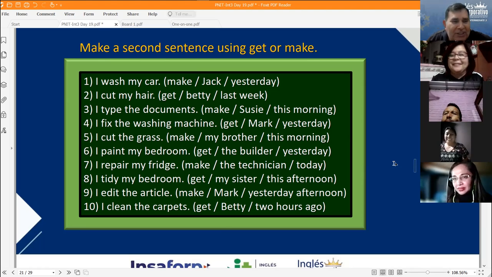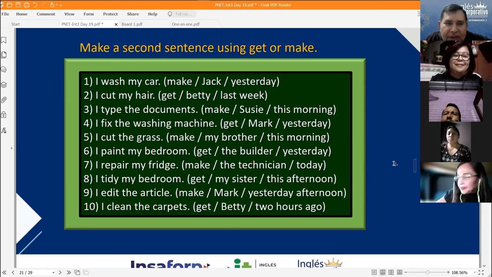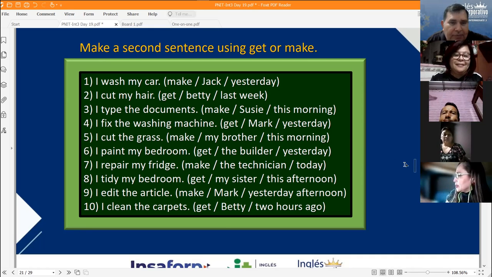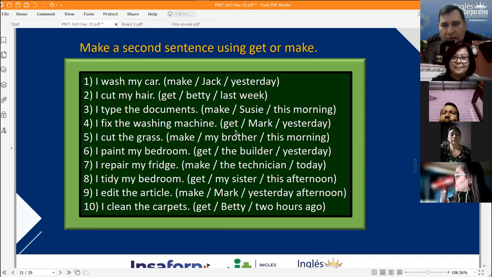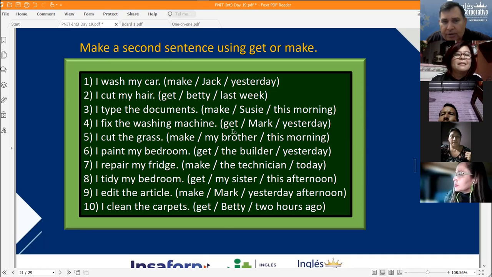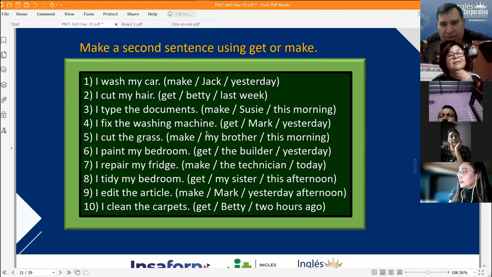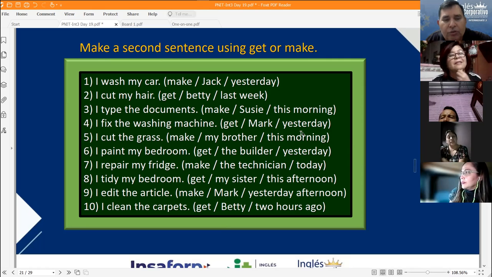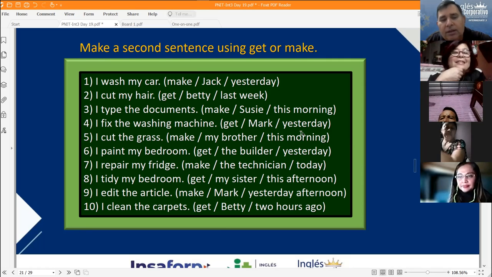All right. So check over here. Number two, I fixed the washing machine. I got Mark to fix the washing machine yesterday.